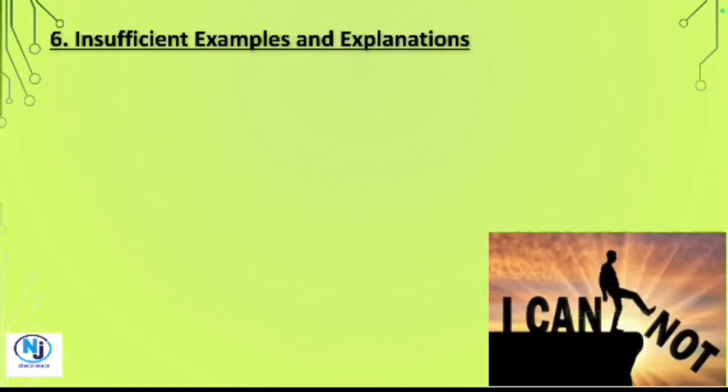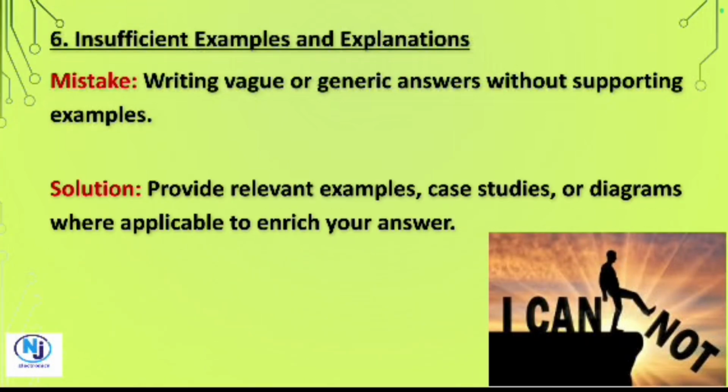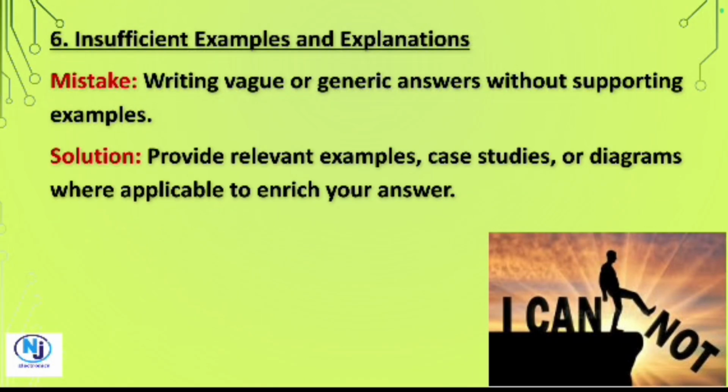Now, the next one is insufficient examples and explanation. The mistake is writing a vague or generic answer without supporting examples. In this situation, the clarity of your answer is very low. To avoid this mistake, the solution is to provide relevant examples, case studies or diagrams where applicable to enrich your answer.